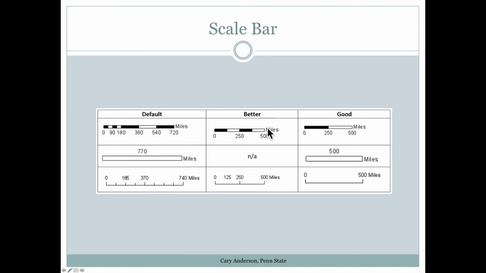We'd prefer to use round numbers. So something better would be something like this, or something really good would be to make it a nice round number. Keep it something that people can easily measure, get an idea of what the distance is on the map, and that's probably the easiest for people to understand and shows that you've taken a little time to customize your map.